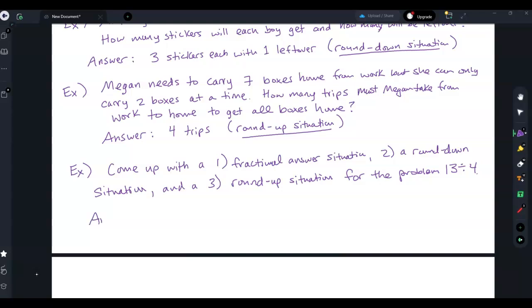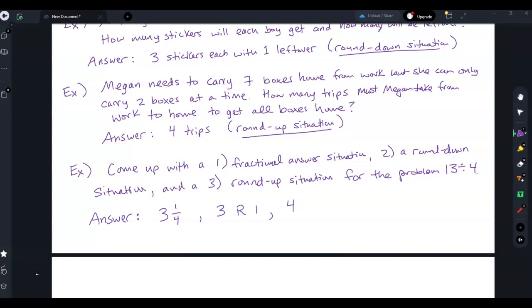So that means that for your first story problem, the fractional answer, 13 divided by 4 would be, 4 goes in 3 whole times with 1 left over. So that would be 3 and 1/4, right? And then put units on that. But then for your round down situation, your answer should be 3 with a remainder of 1 or 1 left over. And then for your round up situation, you would round it up to 4, right?